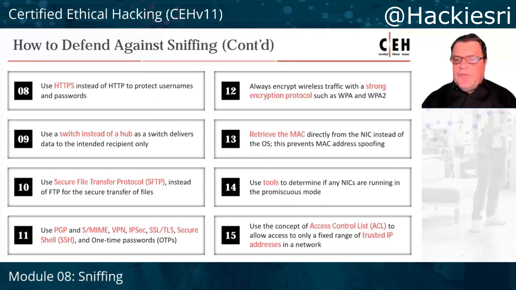Retrieve the MAC directly from the NIC instead of the OS. This prevents MAC address spoofing. You can use tools to determine if any NICs are running in the promiscuous mode and reset them. And you can use the concept of access control lists to allow access to only a fixed range of trusted IP addresses in a network. This last one is also especially effective.